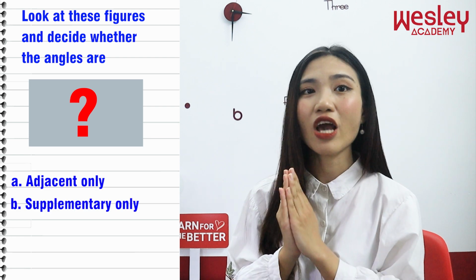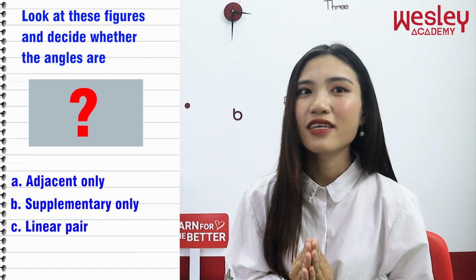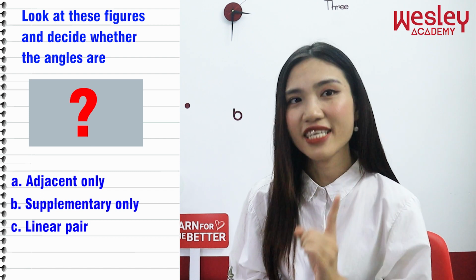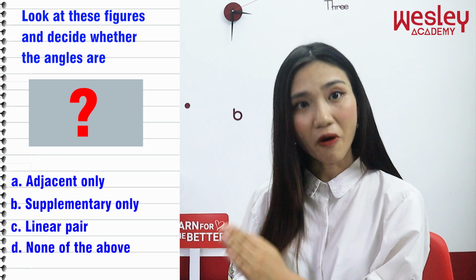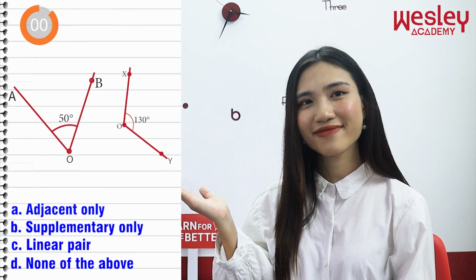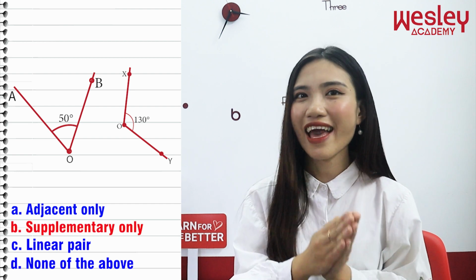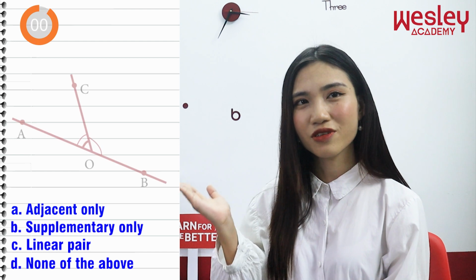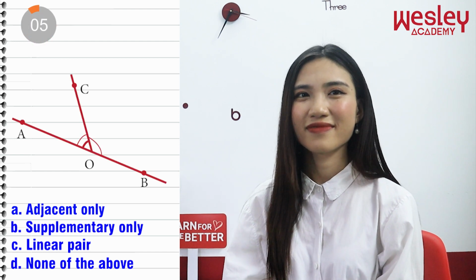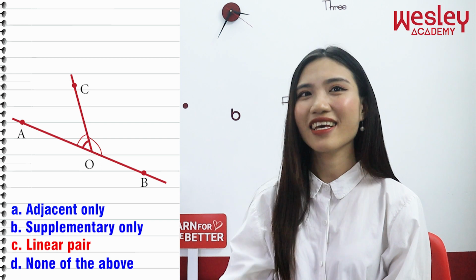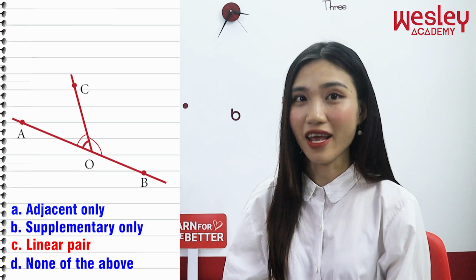Look at these figures and decide whether the angles are A. Adjacent only, B. Supplementary only, C. Linear pair, or D. None of the above. Figure 1. Sure, we choose B. They are supplementary. Figure 2. Yeah, we choose C. A linear pair is the correct answer.